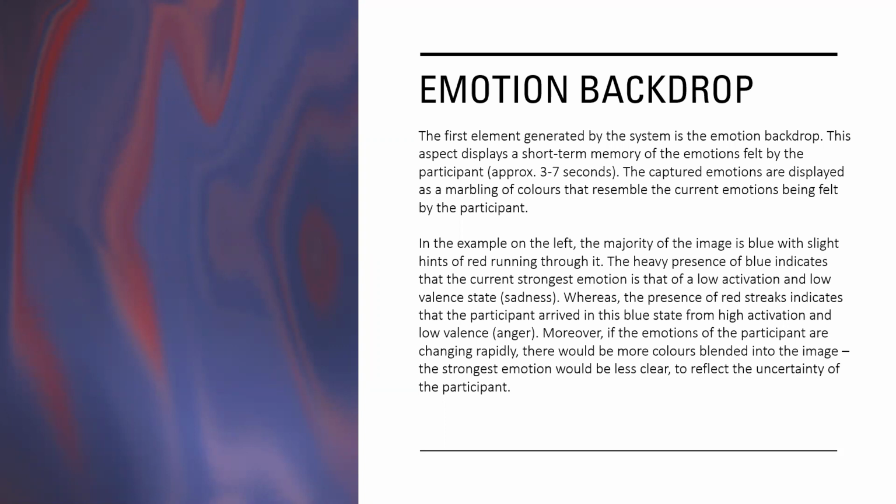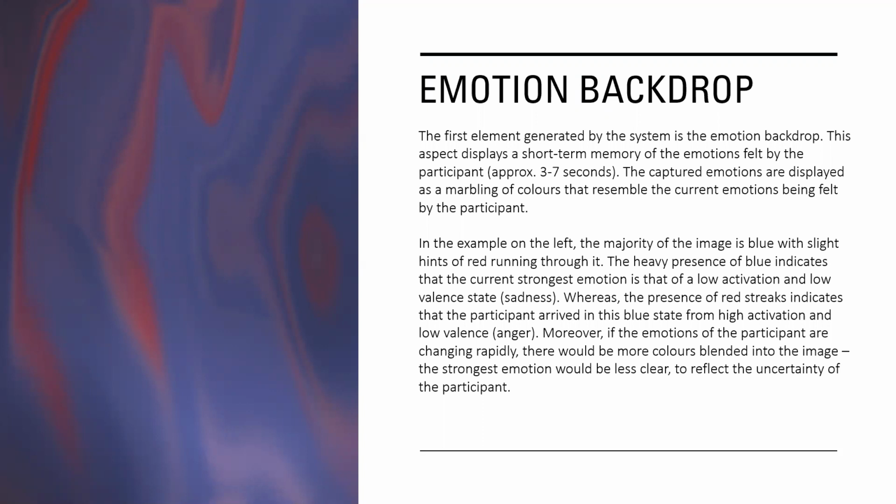So in the image on the left, you can see the majority of the image is blue, with a slight hint of red running through it. From the heavy presence of blue, this would indicate sadness, something that's low activation, low valence. But the streaks of red would indicate that you arrived in that blue state from a red state, which would be anger. So someone was angry and then became more sad, less activated.